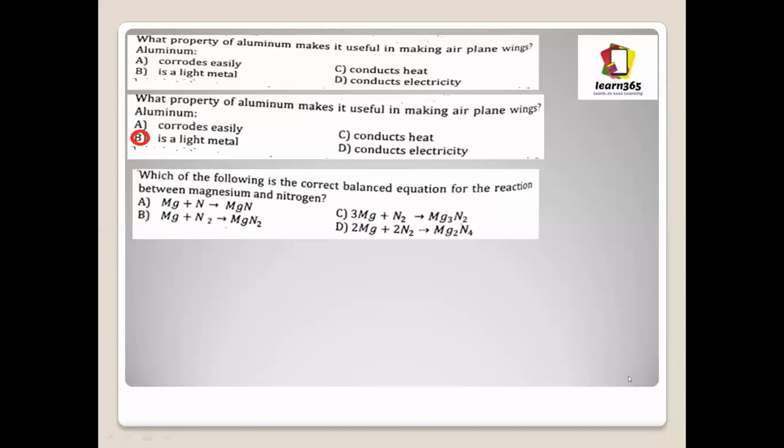But can't the other options be the answer? Sorry, what? Why can't the other choices be the answer? Which one are you talking about? Is it about the question that we just did, Al2O3 plus carbon, right? No, yes, this one. Which of the following, that one? Yeah, okay. Now, I'll give you a few seconds to read.